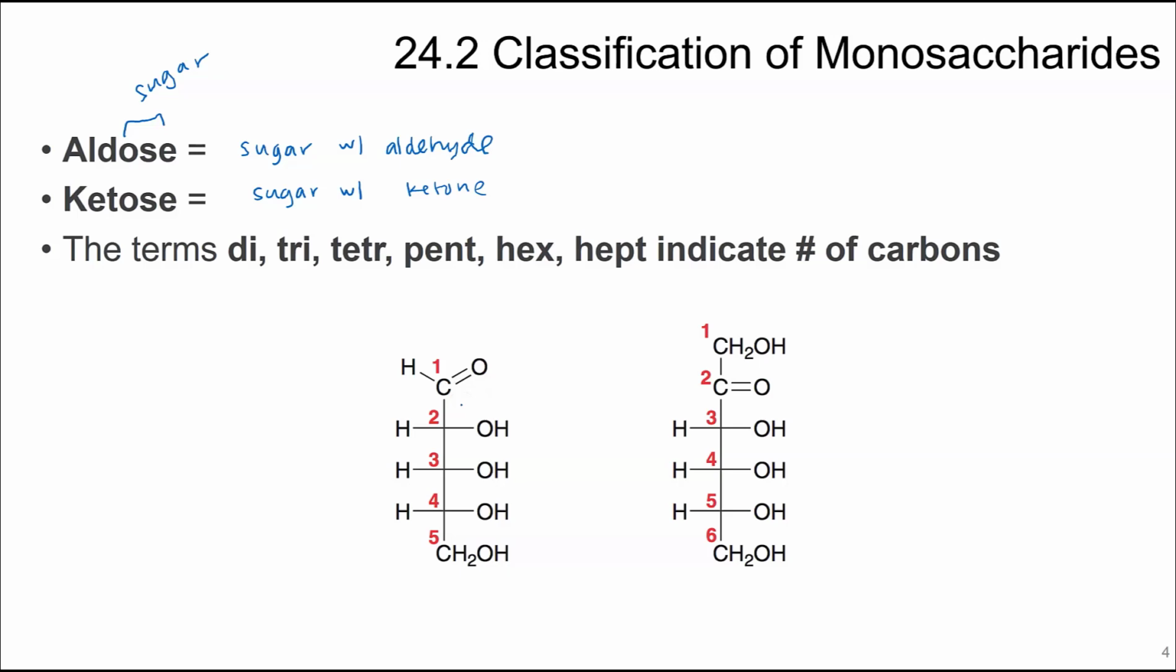A sugar with an aldehyde functional group is an aldo. And then we use the number of carbons, which is 5 or pent. And that ends in ose for the sugar. A 6-carbon sugar with a ketone is going to be a ketohexose. And that is the general classification of monosaccharides.